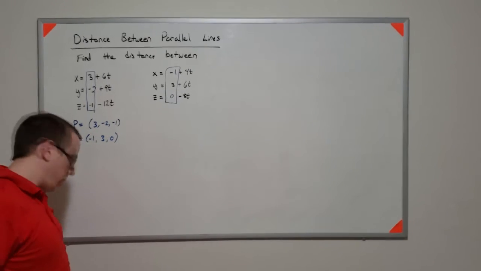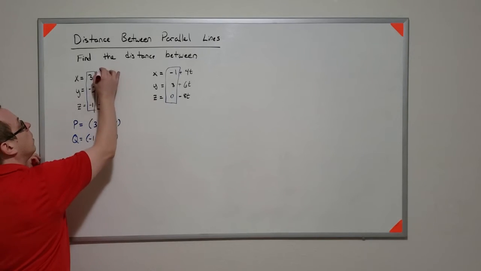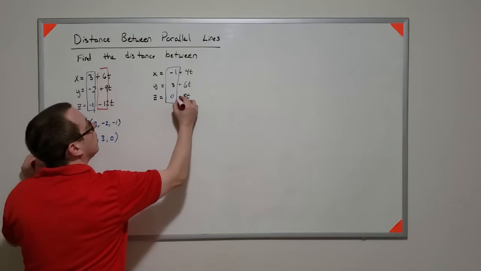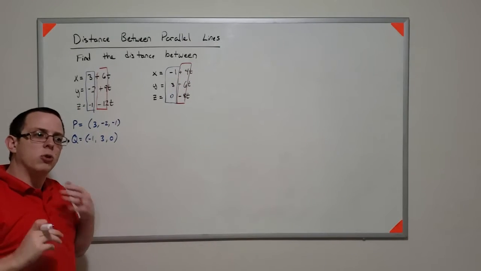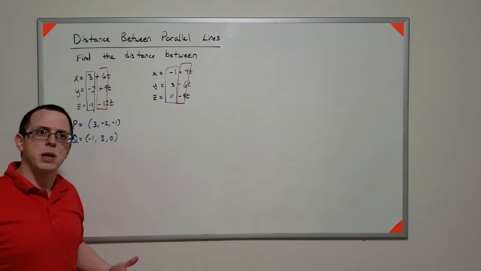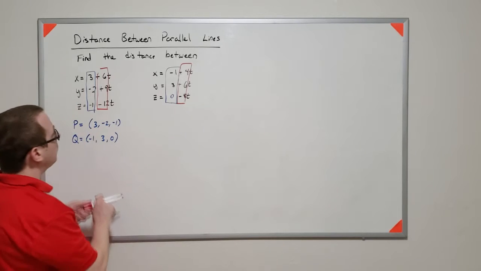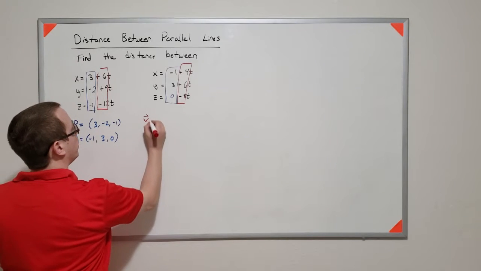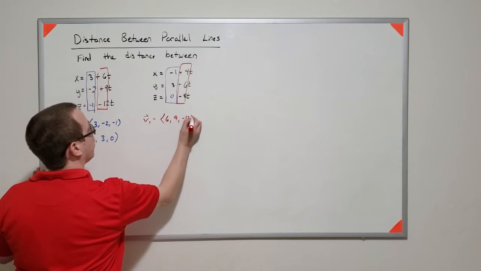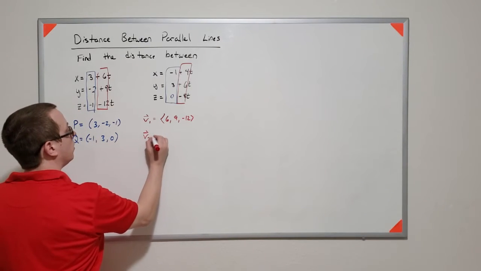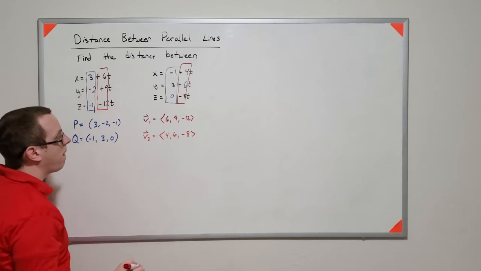And then I would say, okay, well, those are my direction vectors. But the problem is that the direction vectors don't look like they're the same vector. So how can we be sure that they're actually parallel? Well, I could say V1 is (6, 9, -12) and V2 is (4, 6, -8).